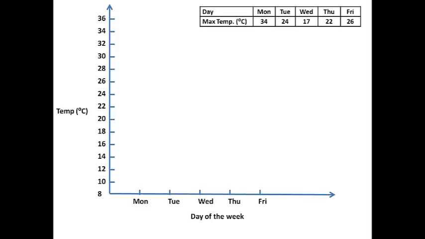Our next step is to plot the temperature points for each day. Let us start with Monday. The temperature for Monday is 34 degrees Celsius. We simply draw an imaginary vertical line from Monday parallel to the vertical axis and an imaginary horizontal line from the 34 degrees Celsius point parallel to the horizontal axis. Where these two lines meet, we plot a point.